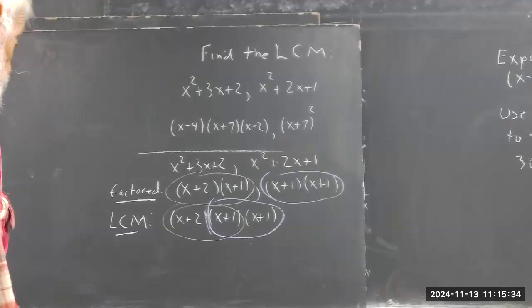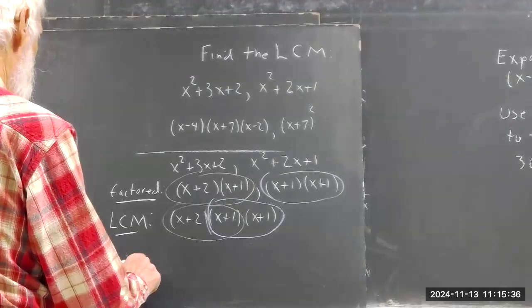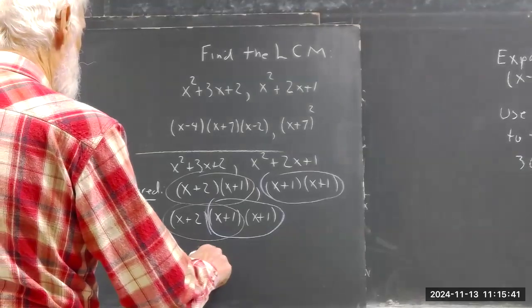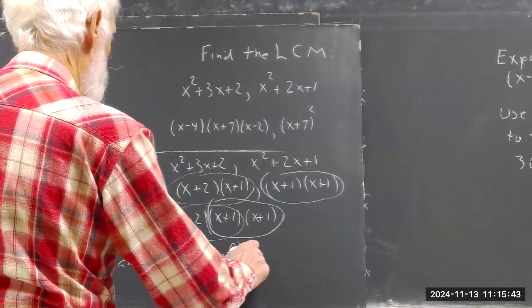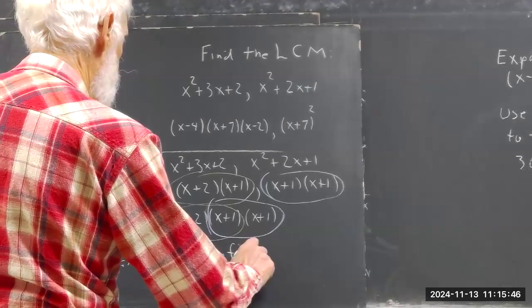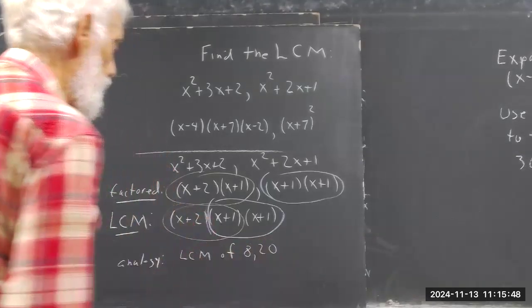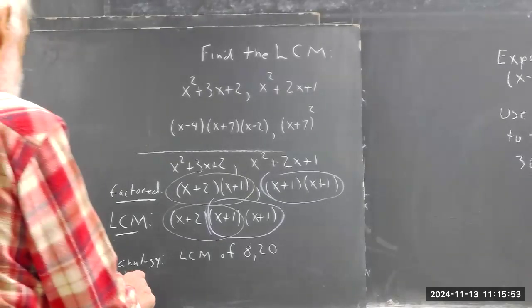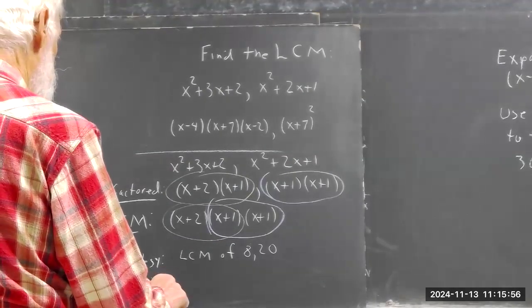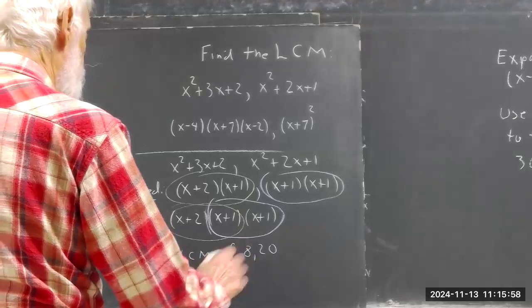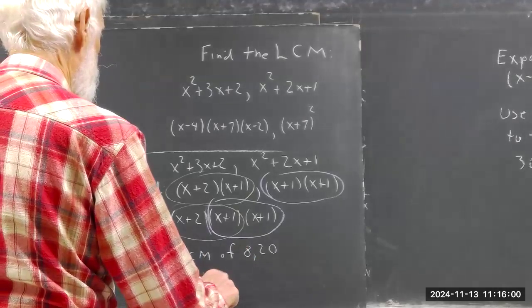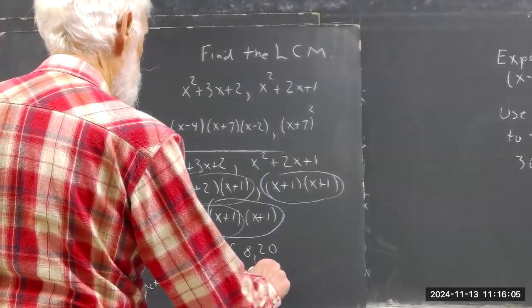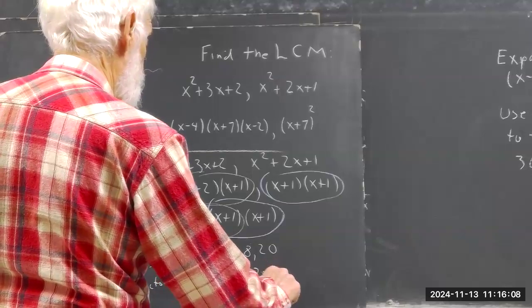Now, the analogy to this: let's take the least common multiple of 8 and 20. Factored, 8 is 2 times 2 times 2. 20 is 2 times 2 times 5.